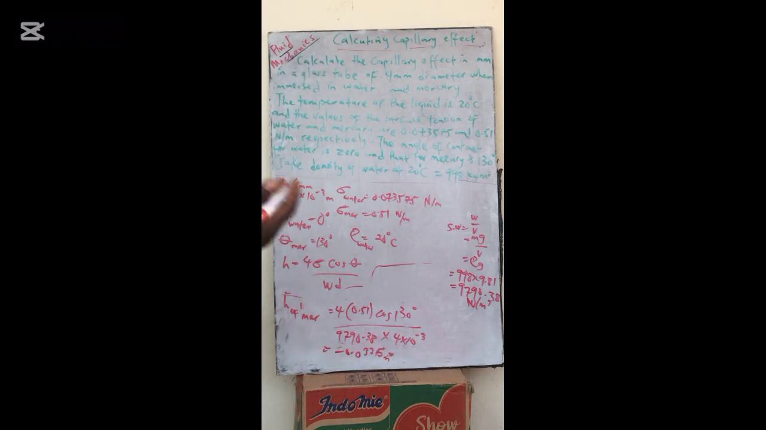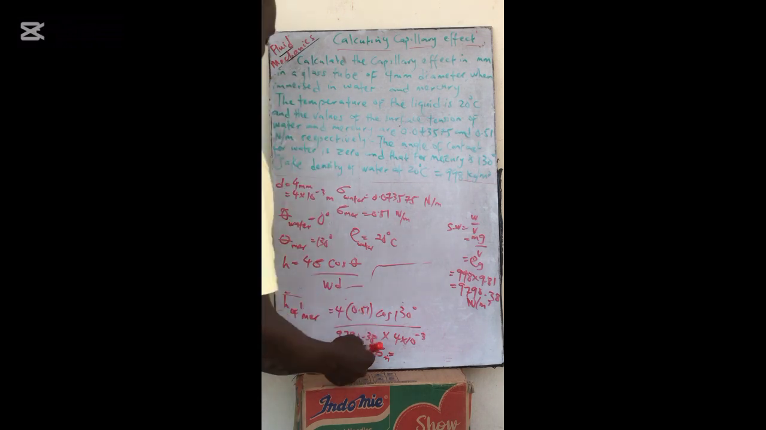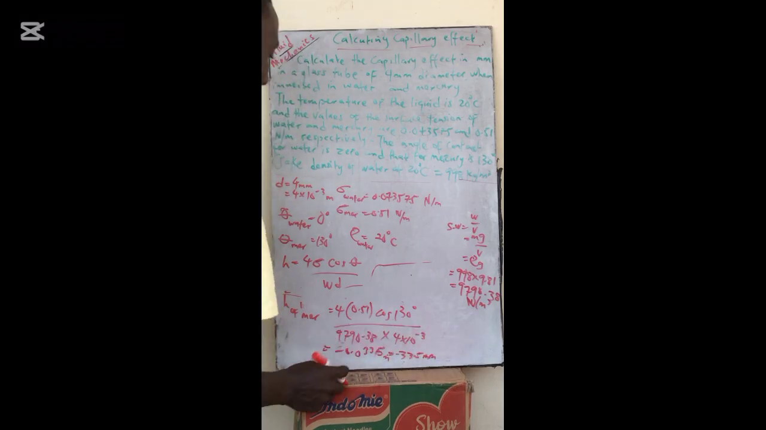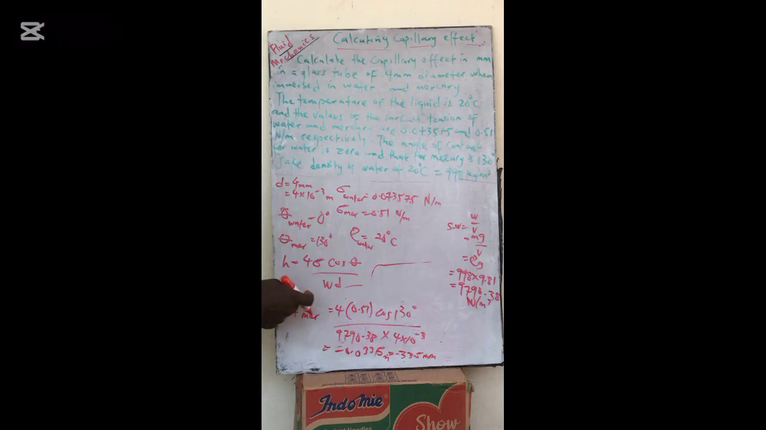So we are asked to change it to millimeter, and that will be times 10 raised to power 3. Note, if it is in millimeter and you want to change it back to meter, that will be times 10 raised to power minus 3. But if it's in meter and you are changing to millimeter, that will be times 10 raised to power 3. When you do this, you can just count 1, 2, 3. So it's going to be minus 33.5 millimeter. So that is the capillary effect of the mercury.